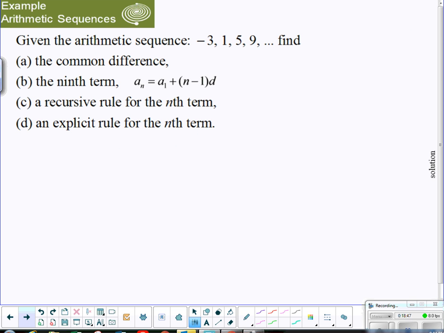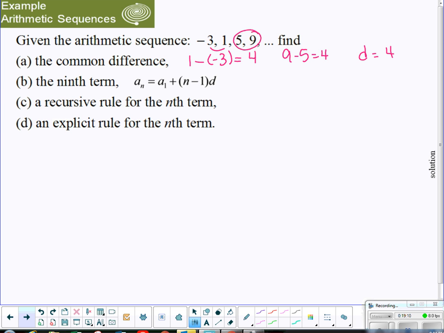All right, given the arithmetic sequence as shown, find the common difference. Well, the easiest way to do that is take two side-by-side terms and subtract them to check what that difference was. Here it was 4. Maybe I grab 5 and 9. 9 minus 5 gives me a common difference of 4. So here I definitely can see that the common difference is 4.